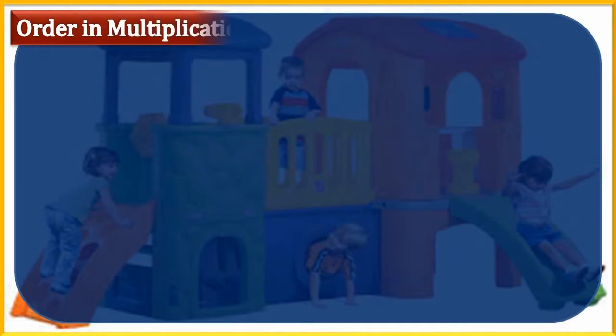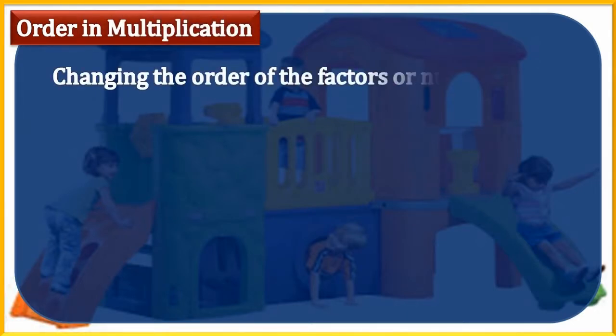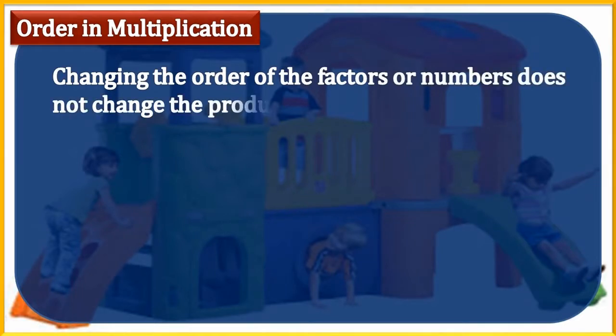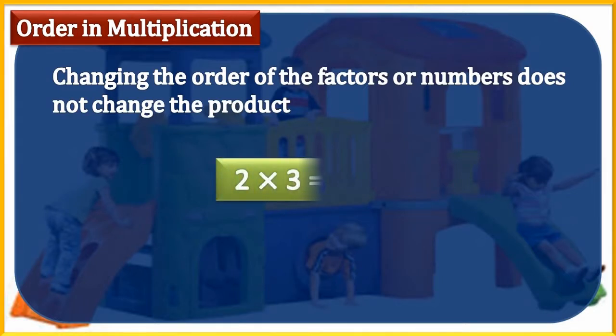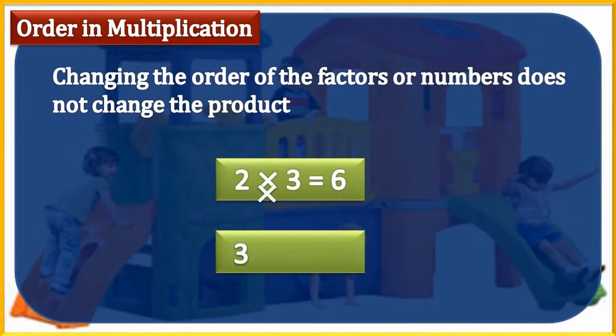Order in multiplication. Changing the order of the factors or numbers does not change the product. For example, the product of 2 and 3 is 6, while the product of 3 and 2 is 6. Thus, we see that after changing the order of the numbers, we get the same result.